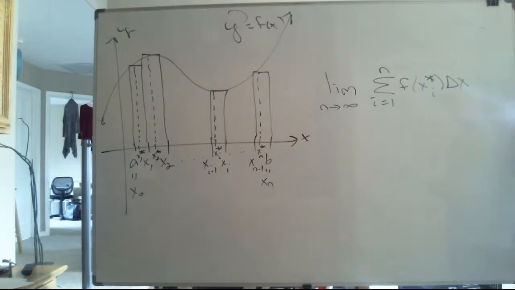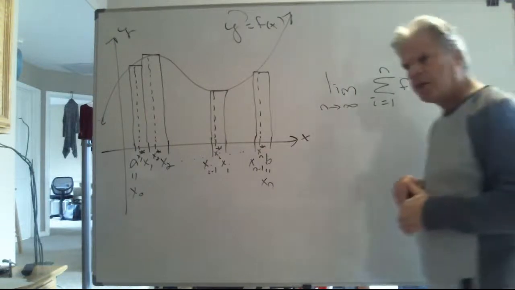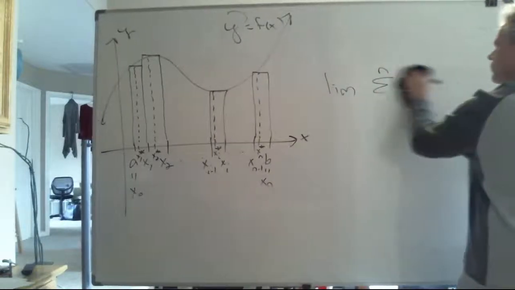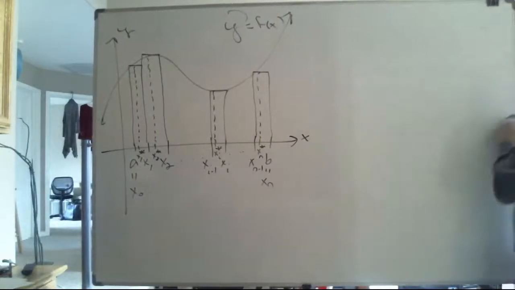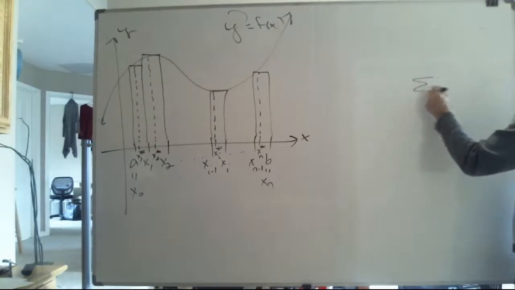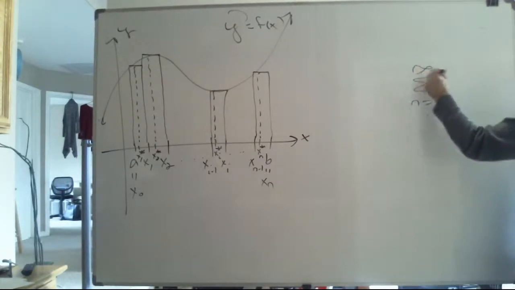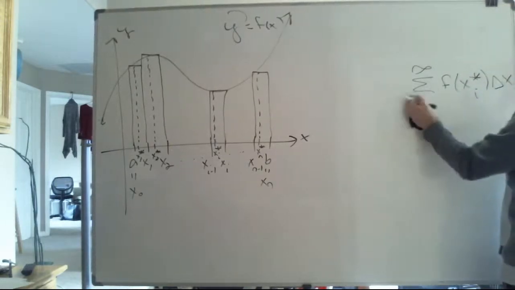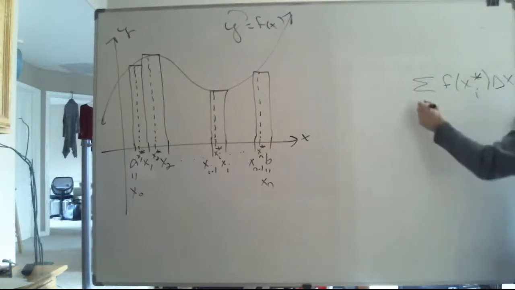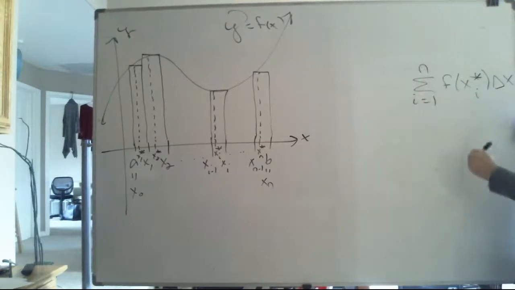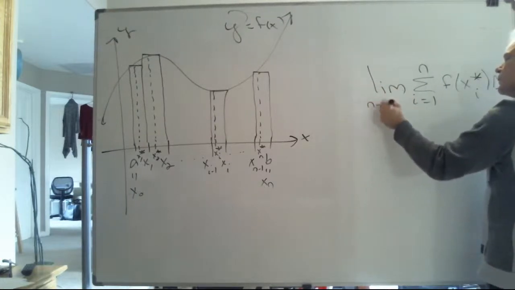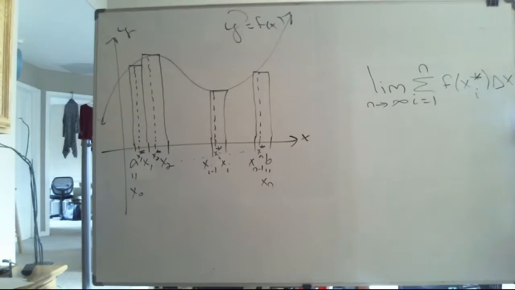Now, I don't think I did a very good job with board space, so I am going to erase this. I'm not going to change anything, but give myself a tad bit more room. I just said out loud that this beast right here approximates the area underneath the curve over the interval from A to B. But if I take the limit as n increases without bound, this gives me the exact area underneath the curve.